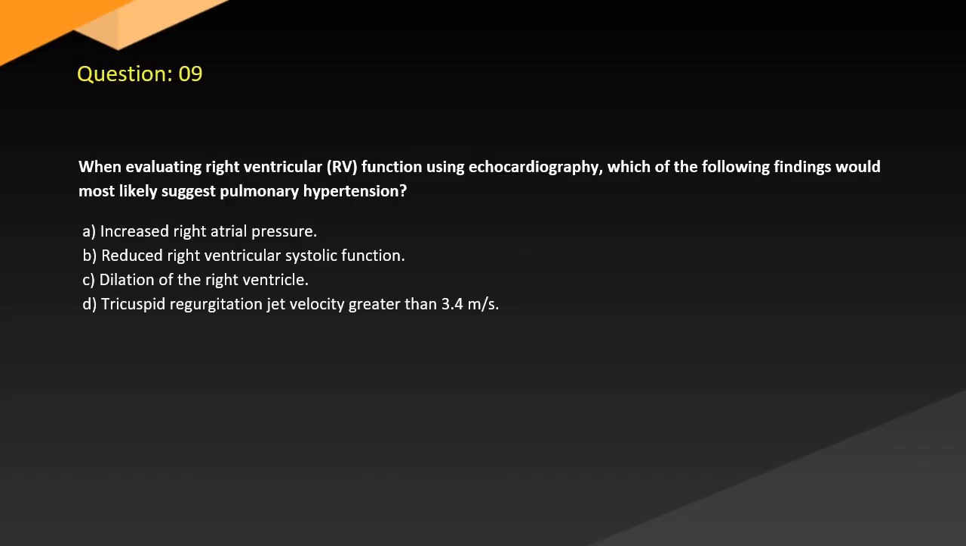Question 9. When evaluating right ventricular (RV) function using echocardiography, which of the following findings would most likely suggest pulmonary hypertension? A. Increased right atrial pressure. B. Reduced right ventricular systolic function. C. Dilation of the right ventricle. D. Tricuspid regurgitation jet velocity greater than 3.4 meters per second.